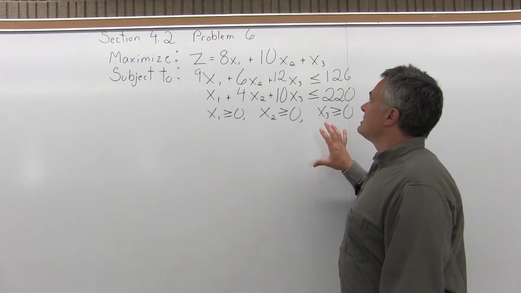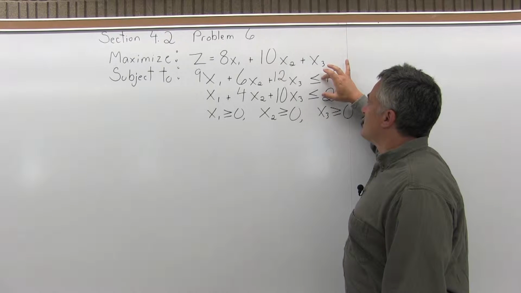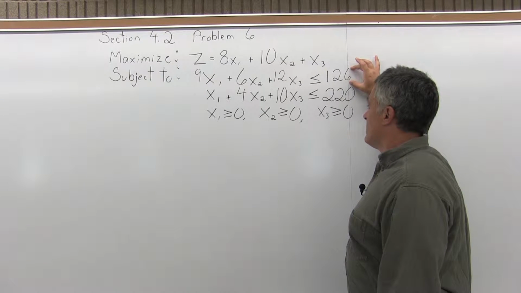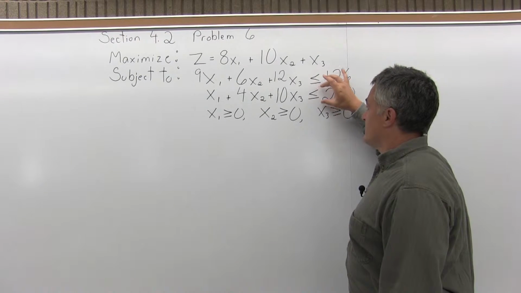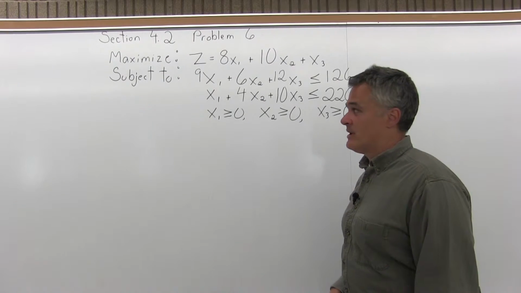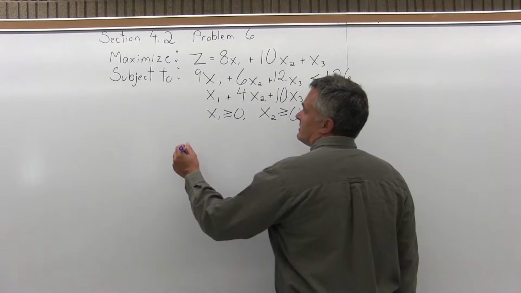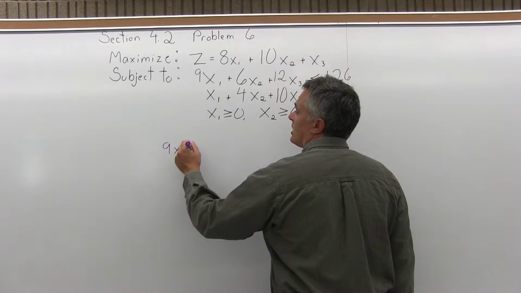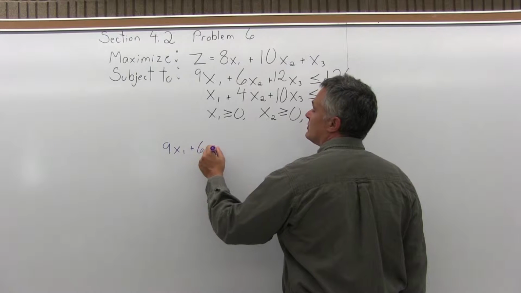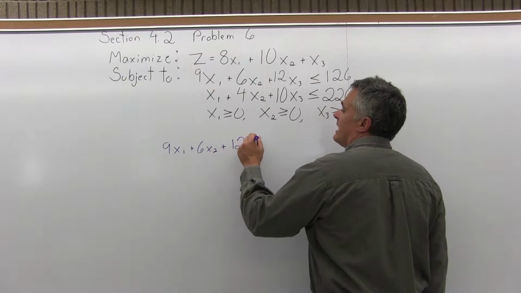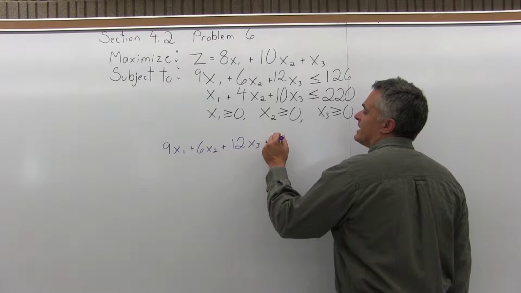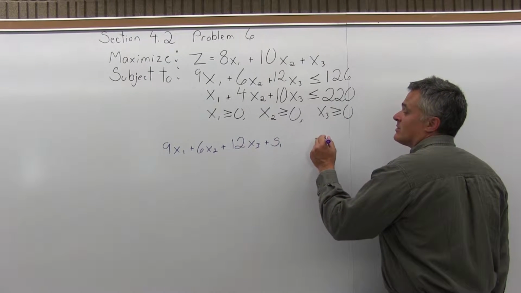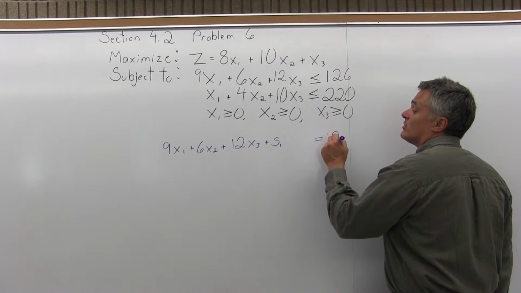So to turn this into a matrix, I'm going to have to get rid of the less than or equal to sign in the first constraint with the 126 after it, and also the less than or equal to sign in the second constraint with the 220 after it. So let me start by changing the first constraint into 9x1 plus 6x2 plus 12x3 plus S1 for slack, and I'm going to leave some space, and now instead of less than or equal to 126, I'm going to put equal to 126.